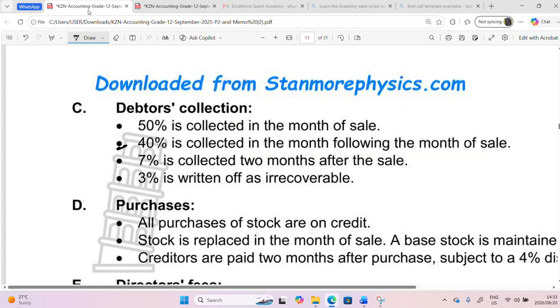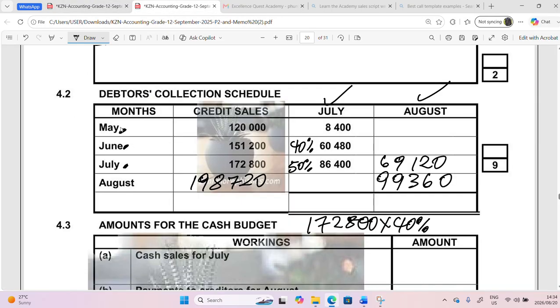Let's go to our last point, 7%. 7% is collected 2 months after the sale month. If you go to May, 2 months after May, it will be June, July. Yes, we have July there on top. So if you take 120,000 and multiply by 7%, you should get 8,400, but it was already calculated.